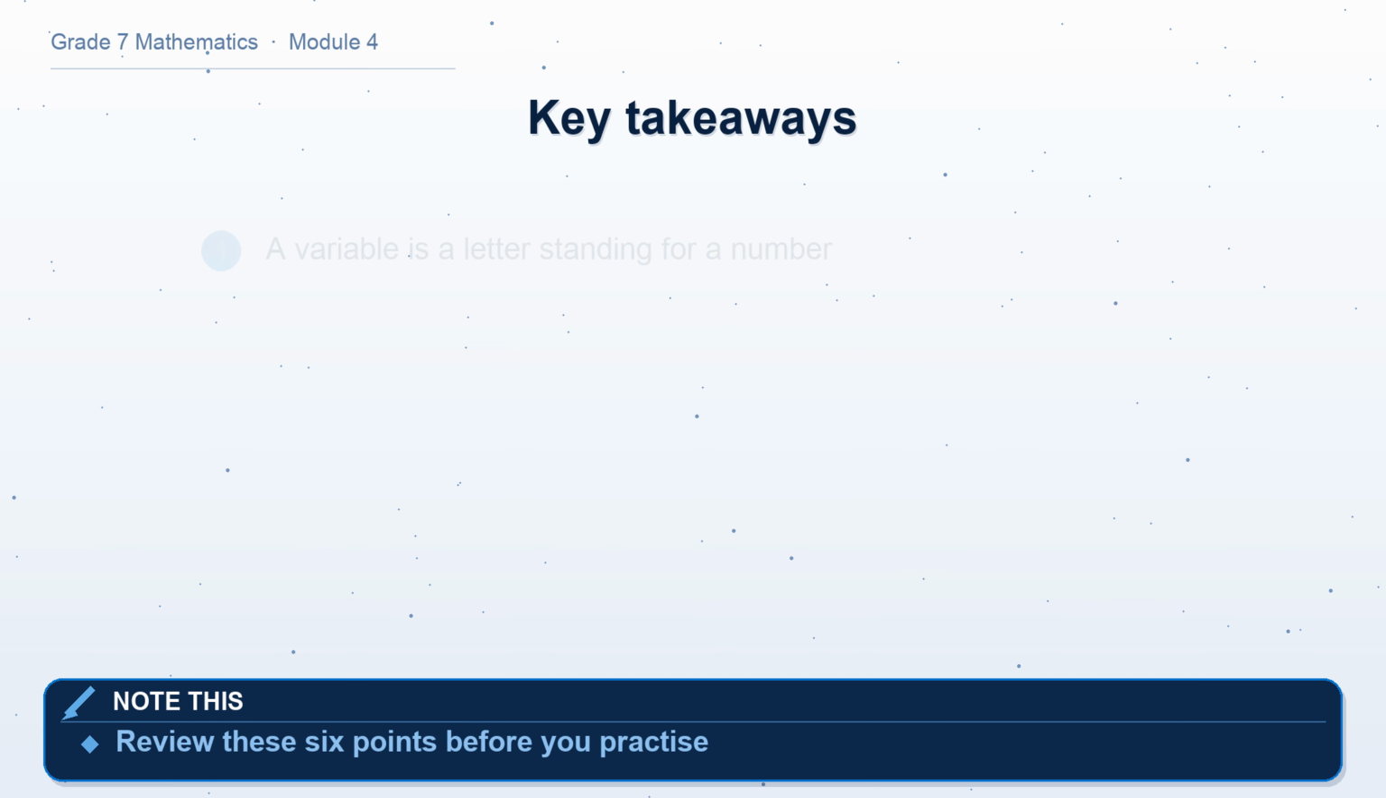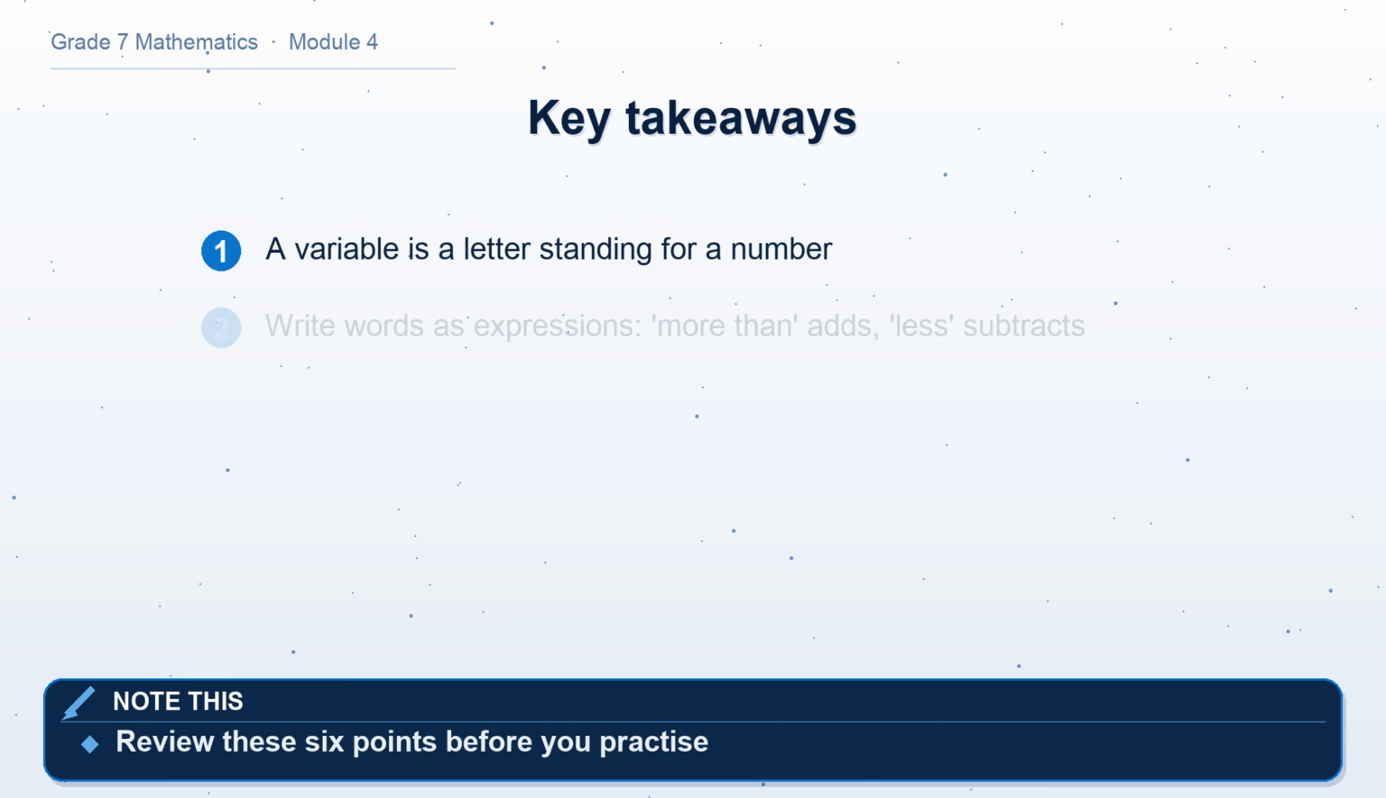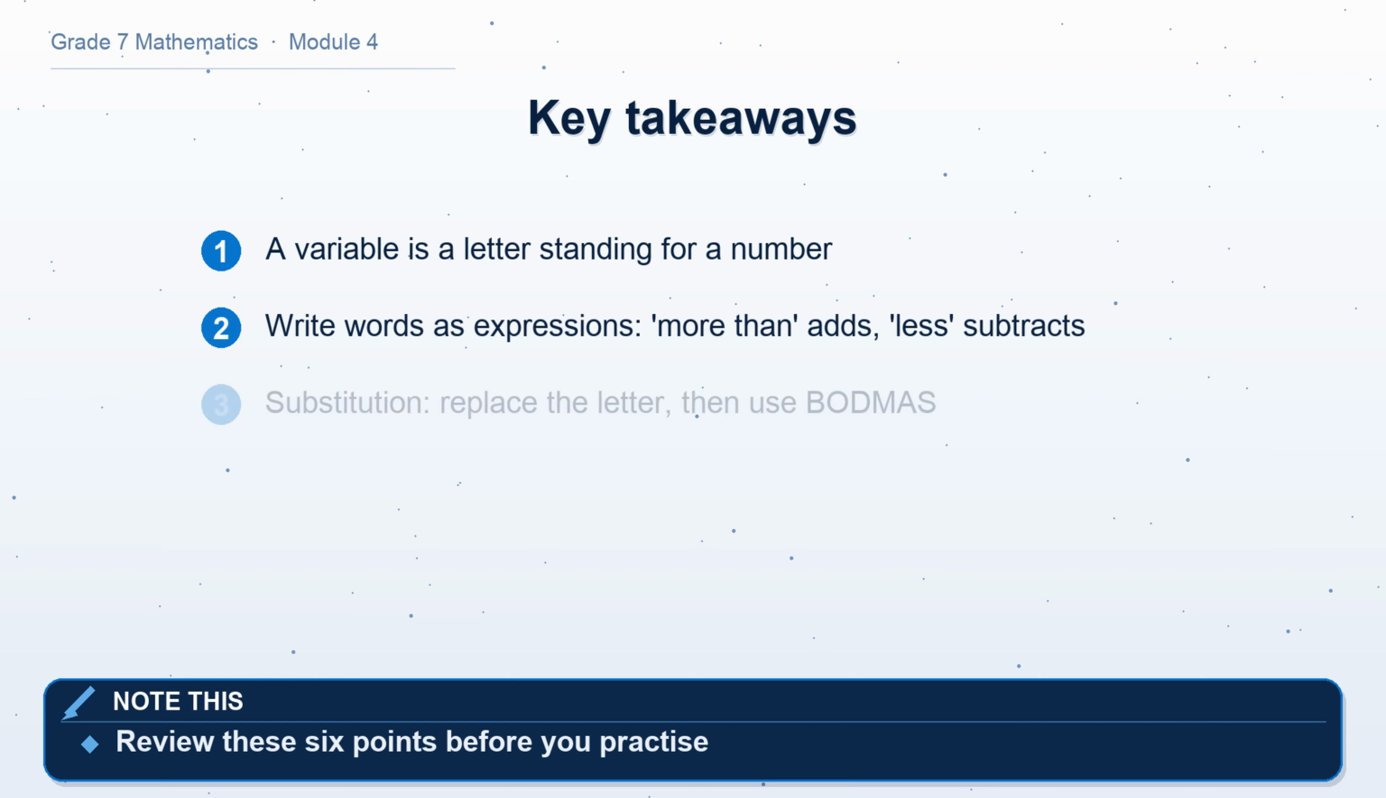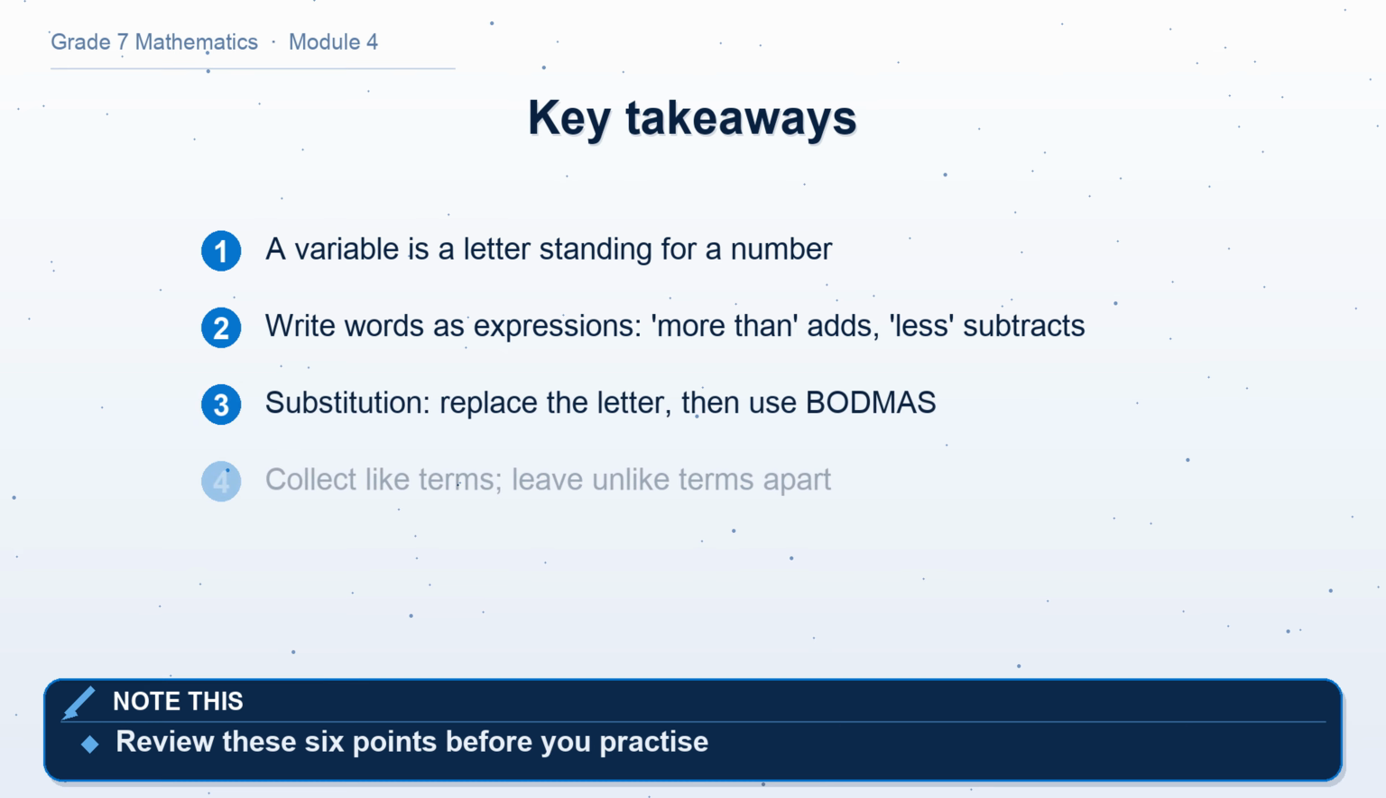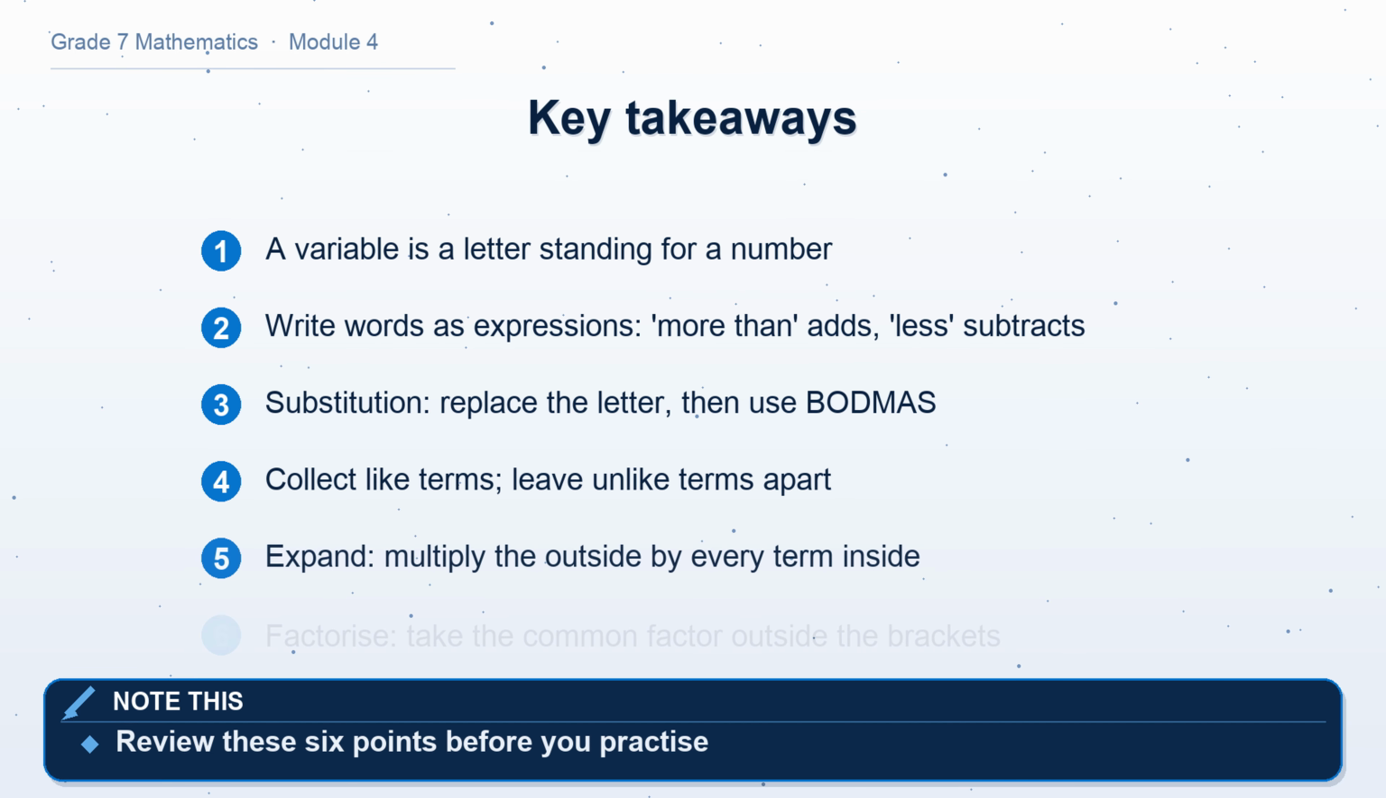Here is a quick summary of the key ideas. A variable is a letter that stands for a number. We write words as expressions, where more than adds and less than subtracts. To evaluate, we substitute the value and follow the order of operations. We collect like terms and leave unlike terms apart. Expanding multiplies the outside by every term inside, and factorizing takes the common factor back outside.